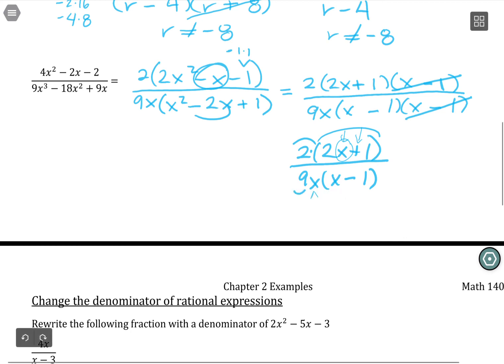On the bottom, you have 3 to choose from. You have a 9, an x, and an x minus 1. And you could even think about it as more than that because you could make the 9 a 3 times 3. So you could cancel a 3, you could cancel a 9, you could cancel an x, you can cancel an x minus 1. You can't cancel the x and the 1 in the parentheses separately. So anything stuck inside a factor with an addition hooked to it, you can't cancel.